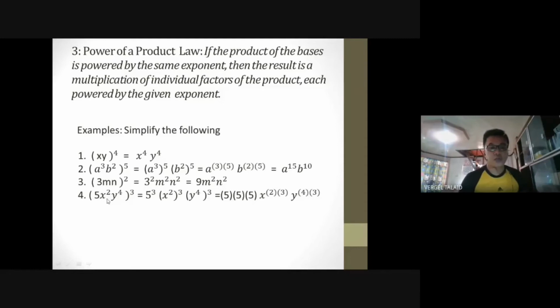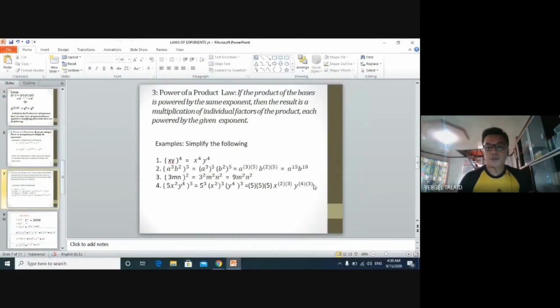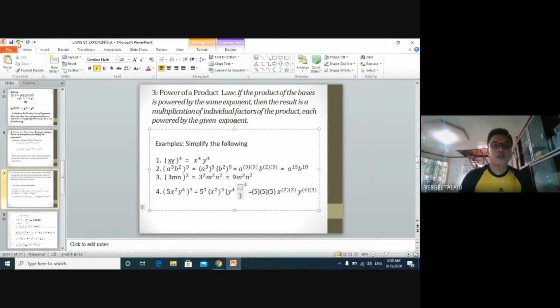The same also with number 4. Do not multiply 5 by 3. Meaning that is 5 raised to the power of 3 because 5 has an exponent of 1. So 1 times 3 is 3. 2 times 3 is 6. 4 times 3 is 12. So therefore, the result of this is 125. This is equivalent to, take note, when you apply the power of a product law, it is the same.